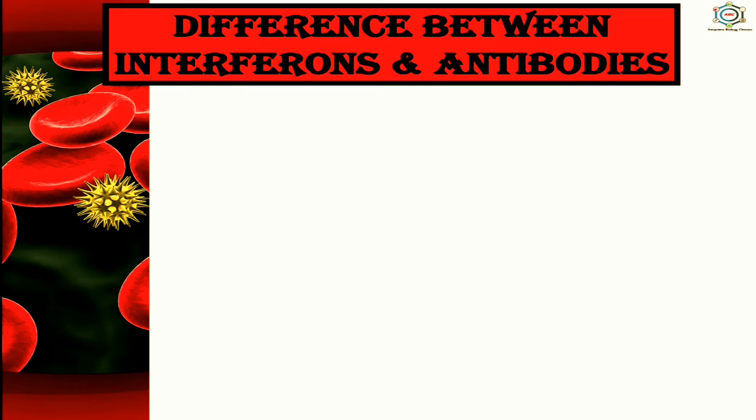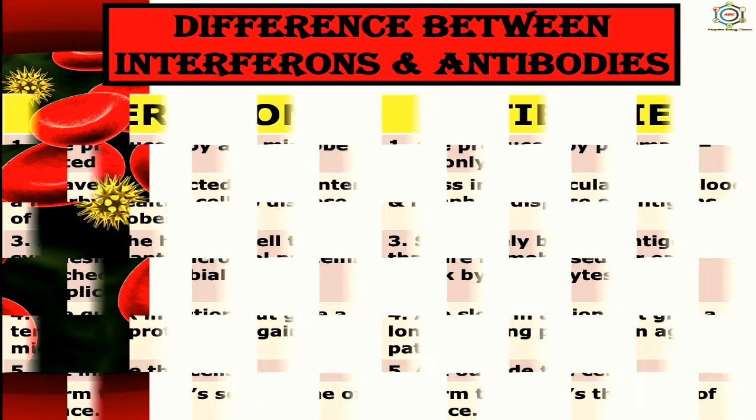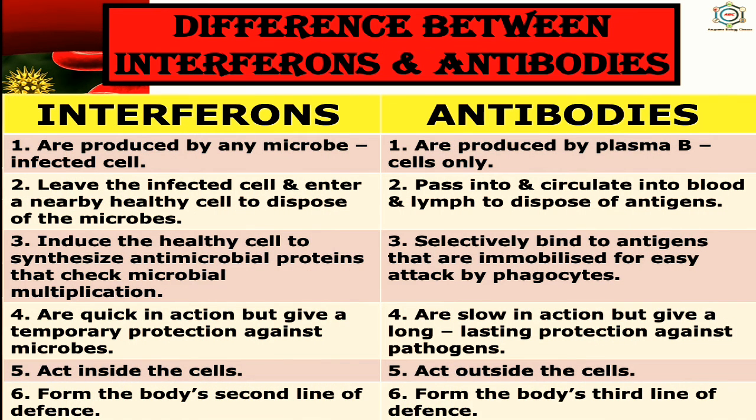After this, what is the role of macrophages? Before this, the difference between interferons and antibodies. So what are the main differences? Interferons are produced by any microbe-infected cells, while the antibodies are produced by plasma B cells only.